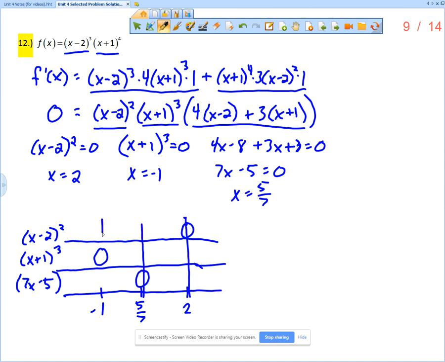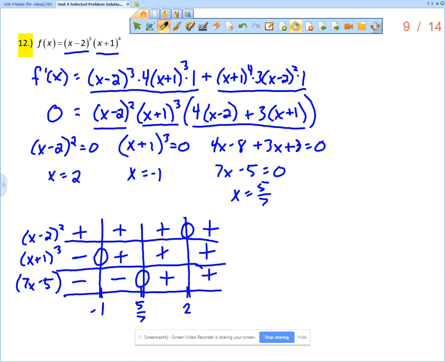Now to the left of 2, how about 0? 0 minus 2 is negative 2, but I square it, so it's always going to be positive. On the right side, I'm squaring it again, so that's positive. To the left of negative 1, how about negative 2? Negative 2 plus 1 is negative 1 cubed, that is a negative. A number to the right, how about 0? 0 plus 1 is 1 cubed, that is positive. A number to the left of 5/7, how about 0? 7 times 0 minus 5, that is negative. To the right, like 1? 7 times 1 is 7 minus 5, which is positive.